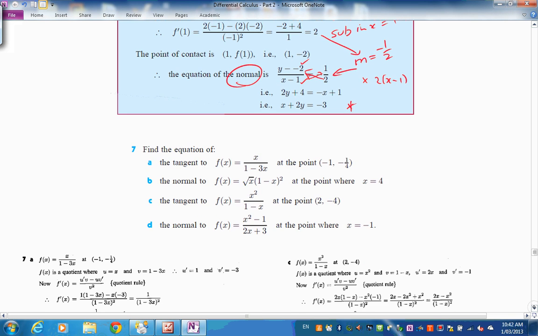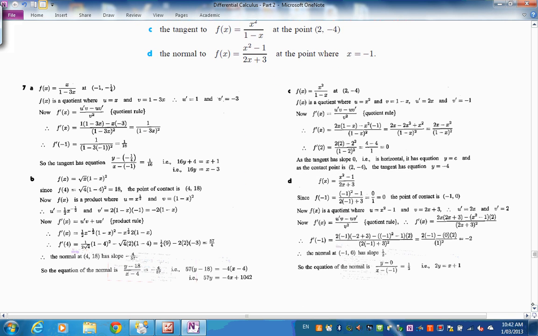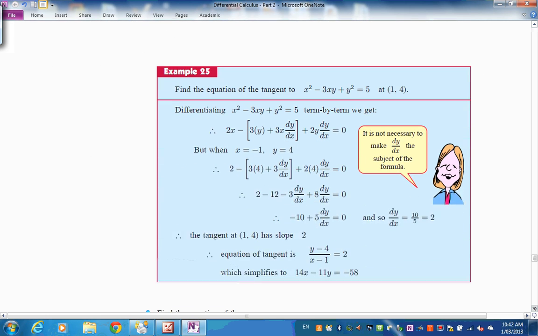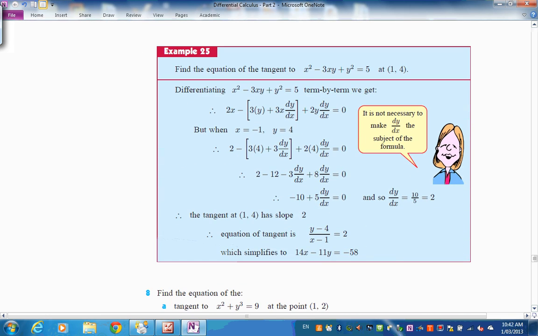All right, we'll go on now and just check your answers as you go. Coming to some interesting parts here. Obviously we're going through all the functions that we did before, finding the equation of the tangent.